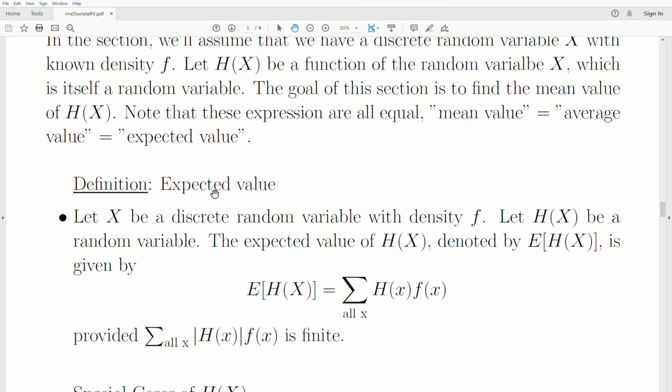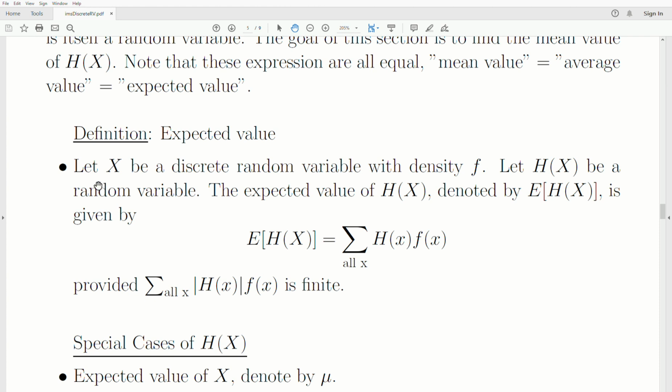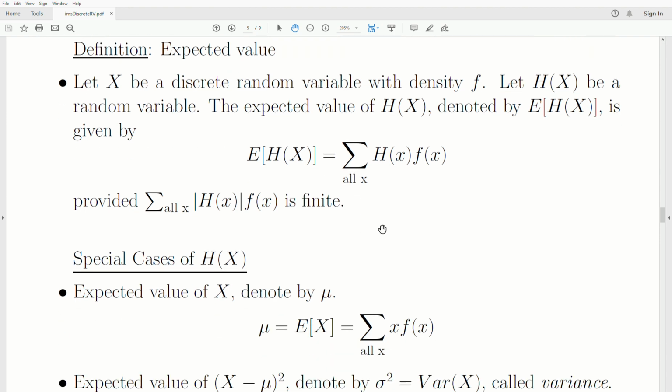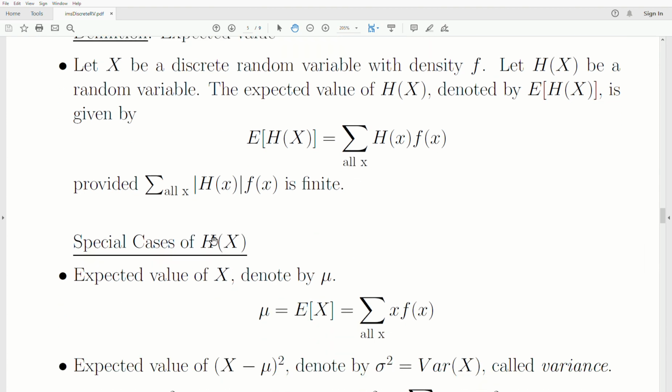So the definition of expected value is: let X be a discrete random variable with density f. Let h of X be a random variable. The expected value of h of X, denoted by E of h of X, is given by this. It's the product of h of x times f of x summed over all possible values. It's provided that this sum, the absolute value of h of x times f, is finite. And that's just saying that it's not infinite. It's an actual number.